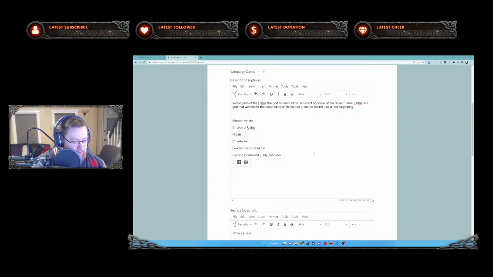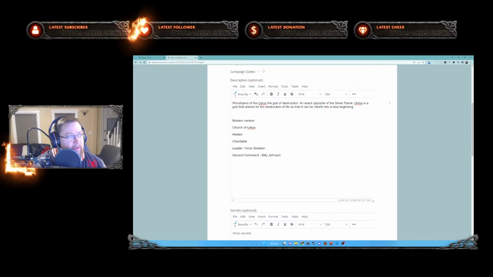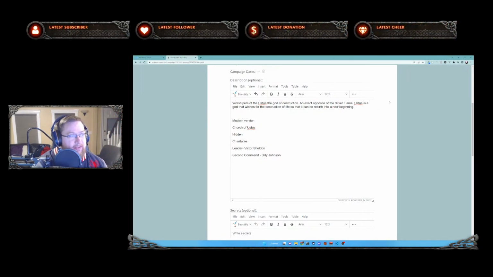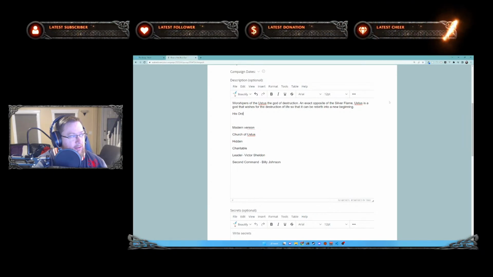Okay, so the Black Suns are usually down world chaotic. Okay, worship of Eustace, god of destruction, an exact opposite of the Still Flame. Eustace is the god of destruction. His order, the Order of the Black Sun.